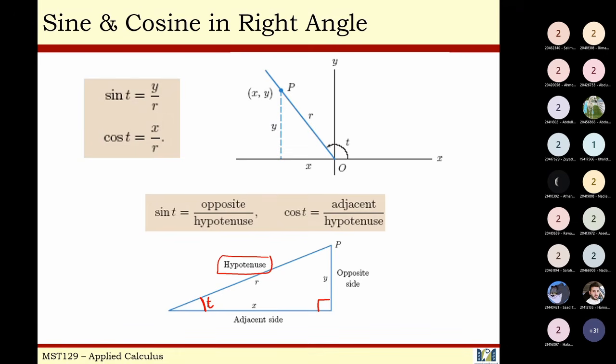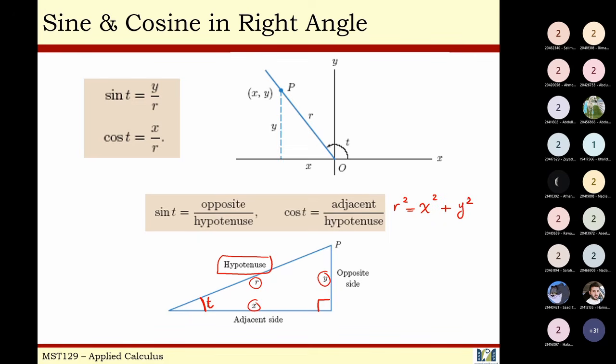Okay? What's the relation between R and Y and X? The relation between them. What's the relation? This is Pythagoras. Yeah, Ibrahim. Good, Ibrahim. This is Pythagoras. R square equals X square plus Y square.